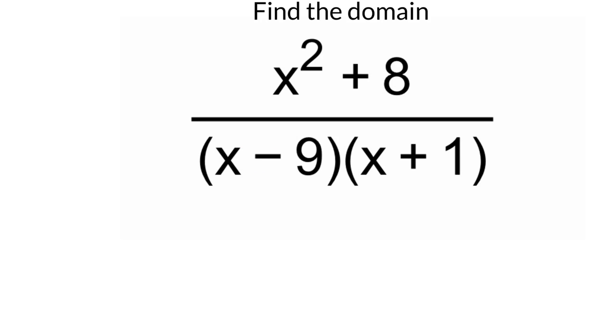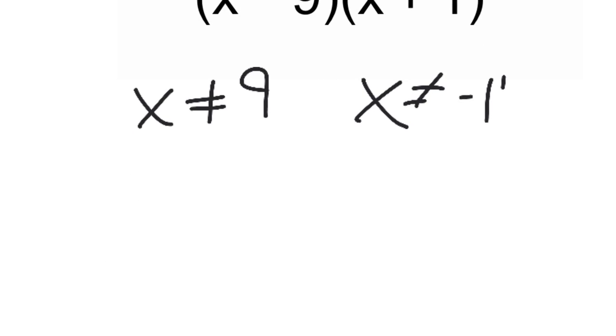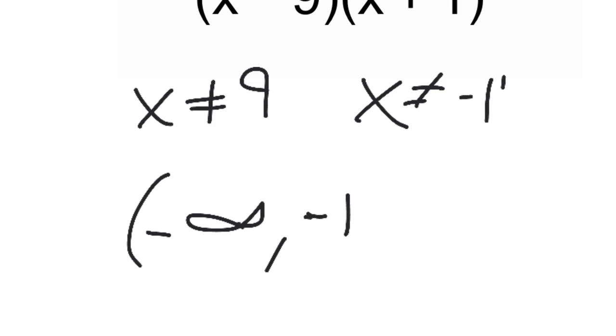So looking at the bottom here, we can't have x equals 9, and we can't have x equals negative 1 because that would be a divide by 0 error. So here's how we're going to list our domain. We're going to say we can have negative infinity, the smallest negative number that you can think of, but then stop when you get to negative 1. And we're going to make a parenthesis because we cannot include negative 1.